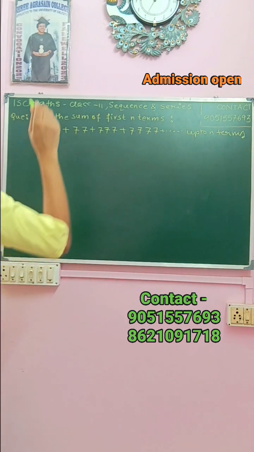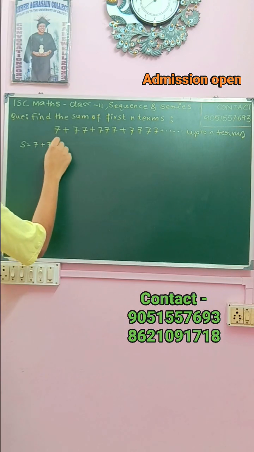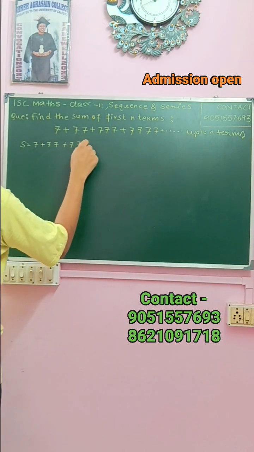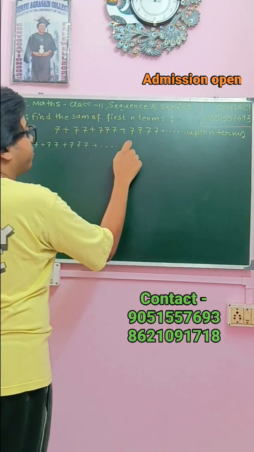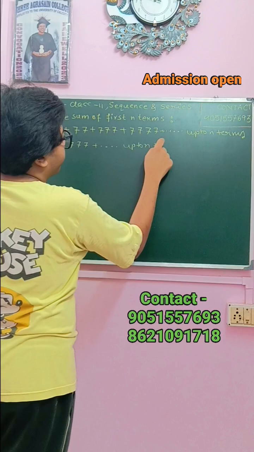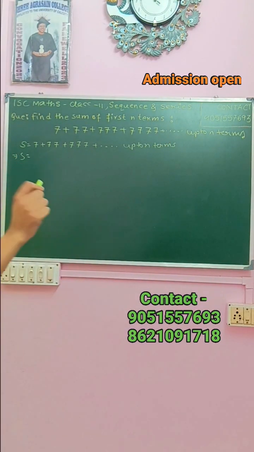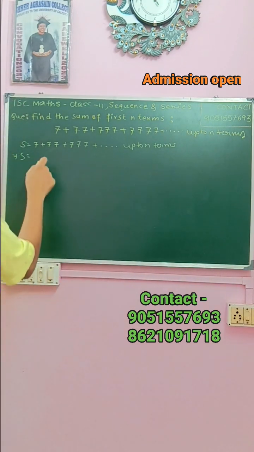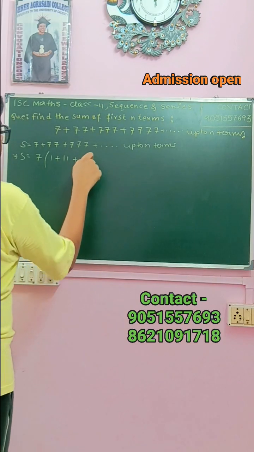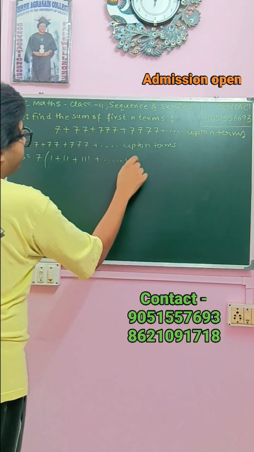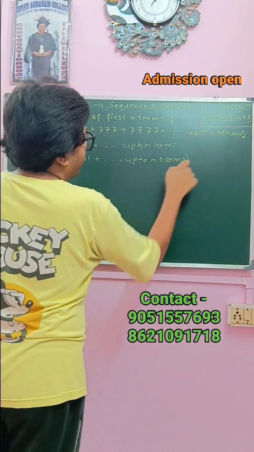Let's see. The first step is to assume S equals 7 plus 77 plus 777. Write up to 3 terms and then up to n terms, okay? Don't write too much and waste your time. The second step is quite interesting. Take 7 in common, that is 1 plus 11 plus 111 plus up to n terms, okay? Up to n terms.